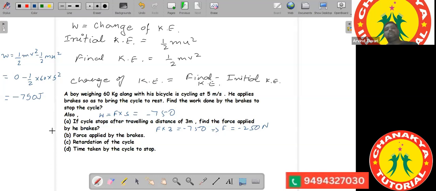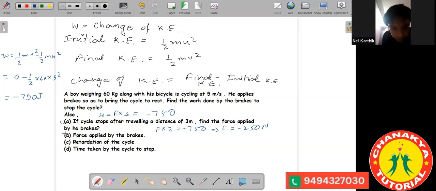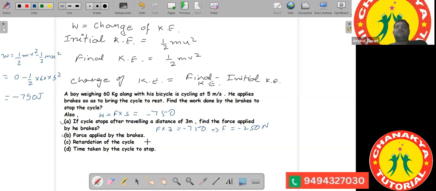Okay, everyone has understood this part A. Part B we have also done. Part B is only the force applied. So the force applied by the brakes is minus 250. Now, retardation of the cycle, you have to compute the retardation. Retardation is also known as negative acceleration. For this, you need to compute the acceleration, which will be given by force by mass.